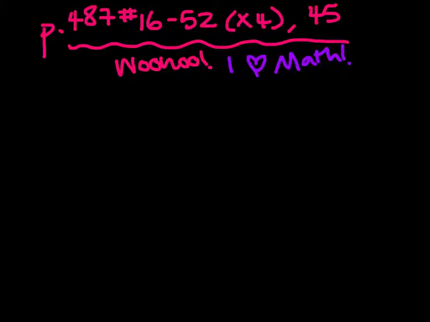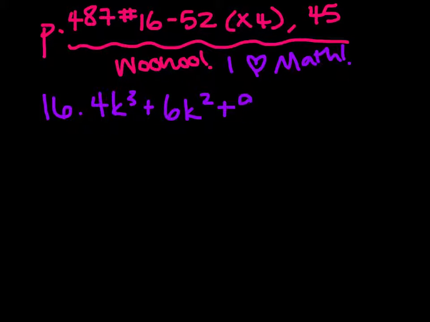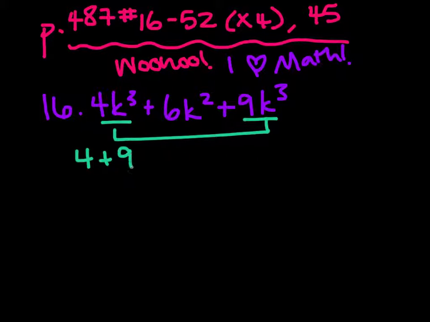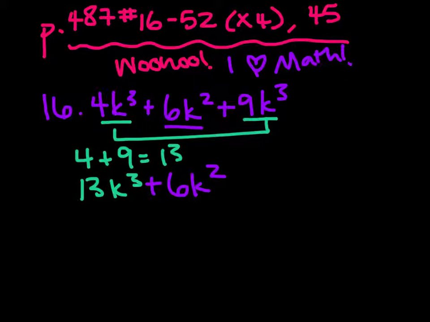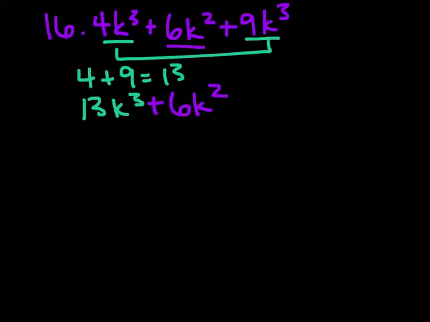So number 16, our problem is 4k to the third power plus 6k squared plus 9k to the third power. What I see here is like terms in the k cubed. So 4 plus 9 is equal to 13, just paying attention to the coefficients. I don't need to worry about the k's or anything like that, so I end up with 13k to the third power, and I still have 6k squared. The next problem, let's do the next problem.